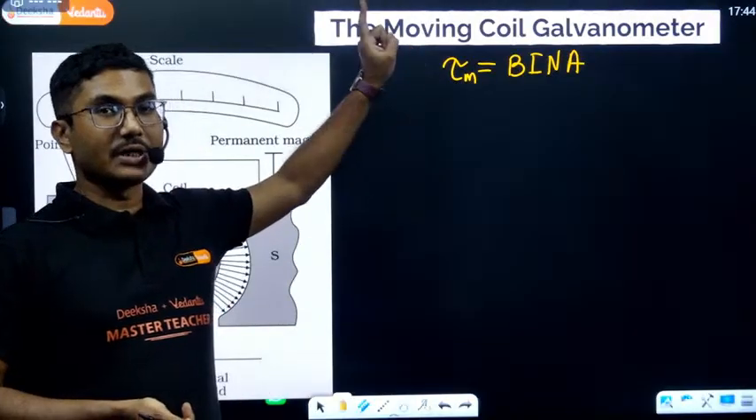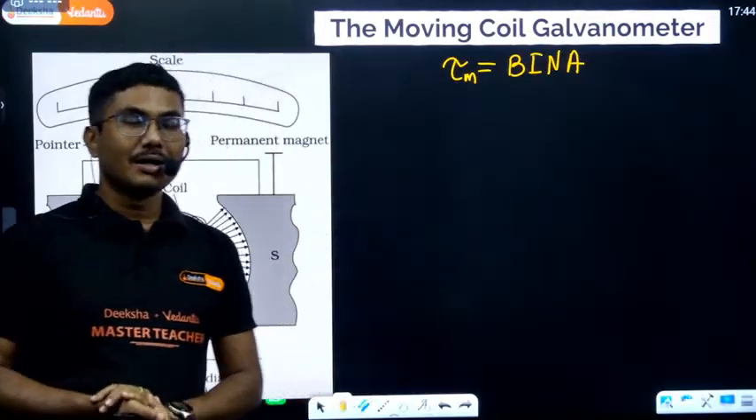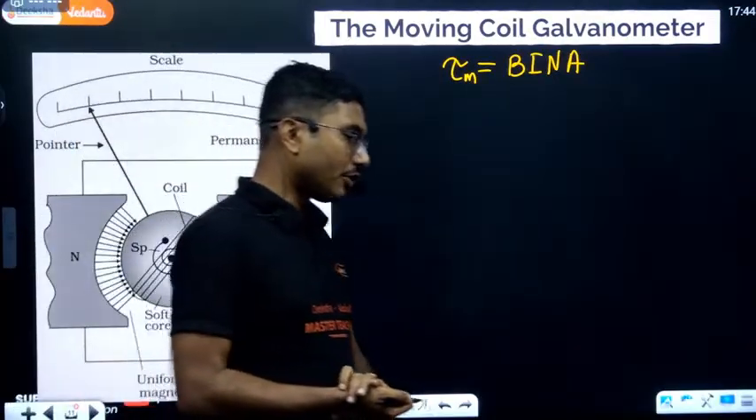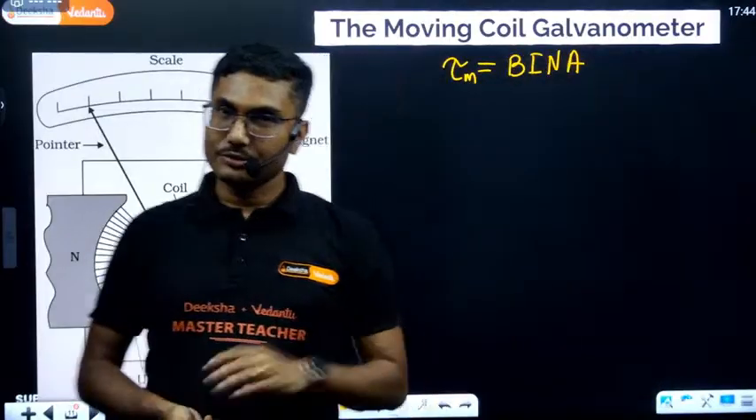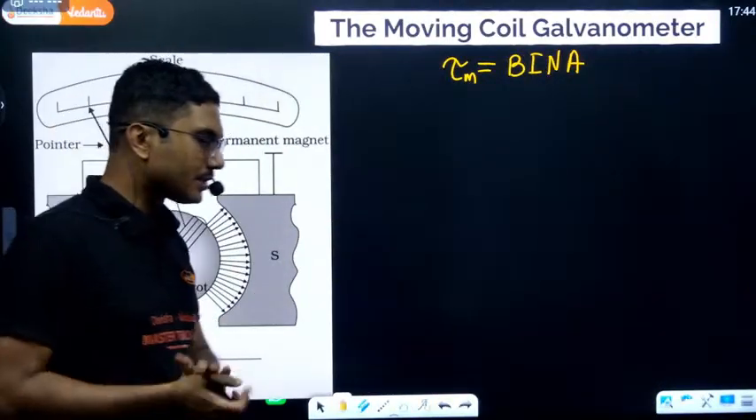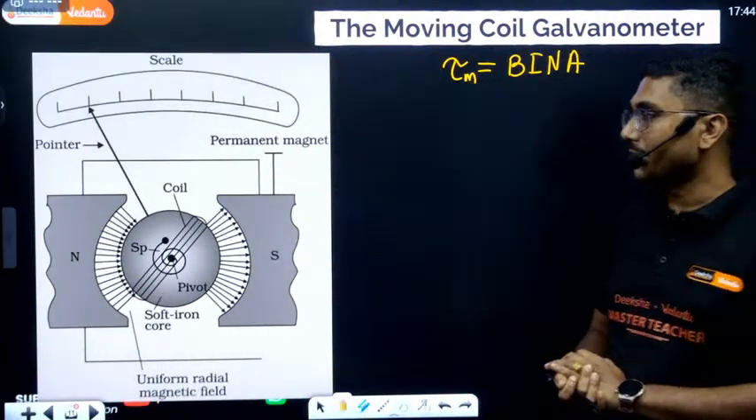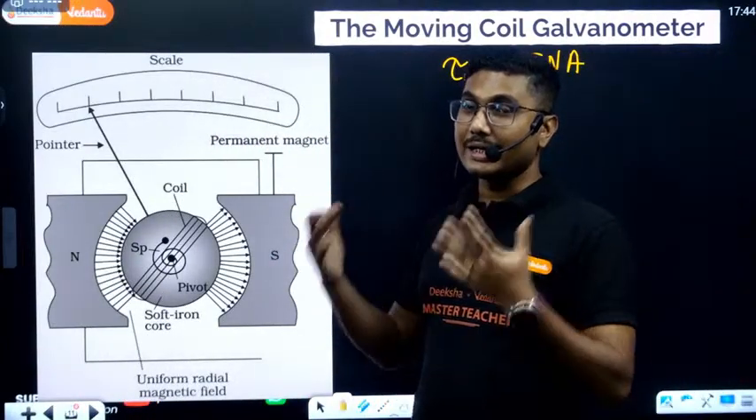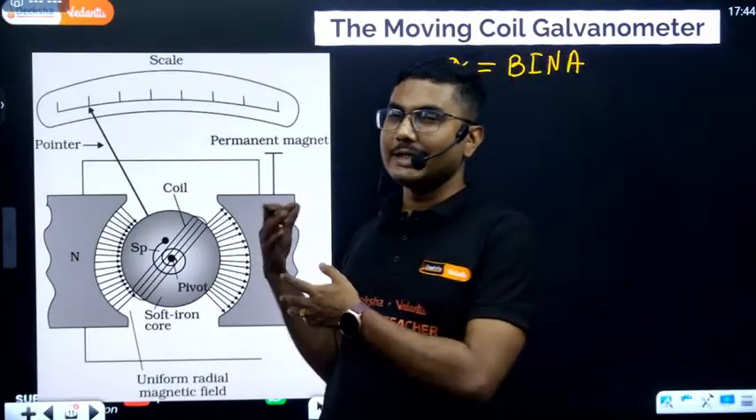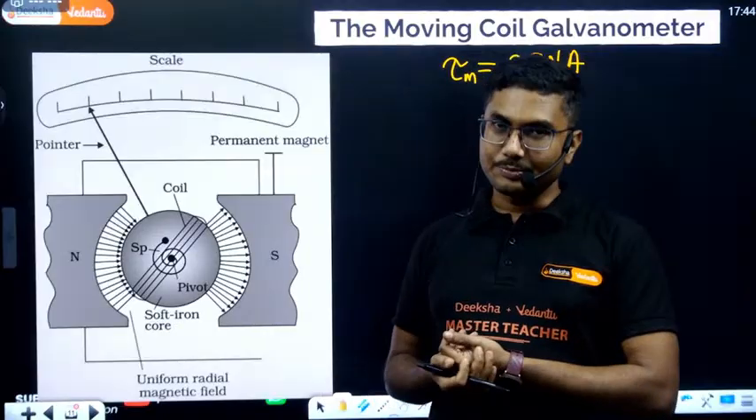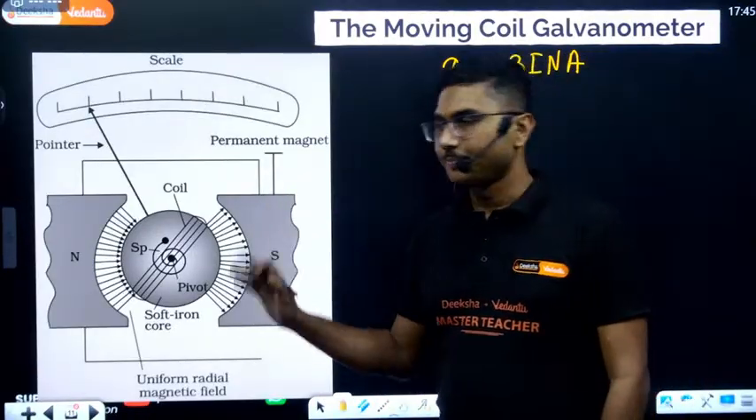So the question that will come in your PU exam is: what is the principle of moving coil galvanometer, and derive the expression for current. So these are the two things. Easy derivation. Derivation is not difficult, but remember that the principle behind working of a galvanometer is that when a current carrying loop is placed in an external magnetic field, it experiences a torque. That is the basic principle of galvanometer.